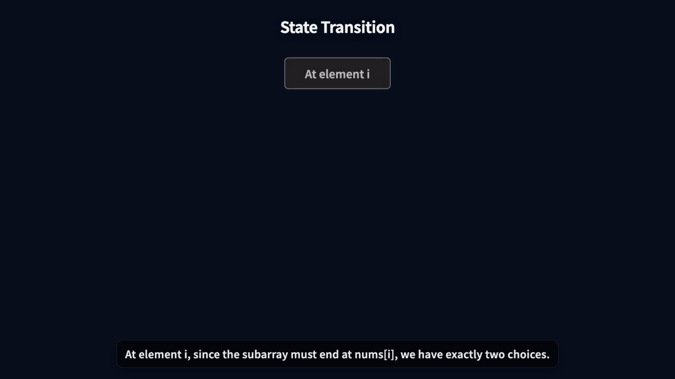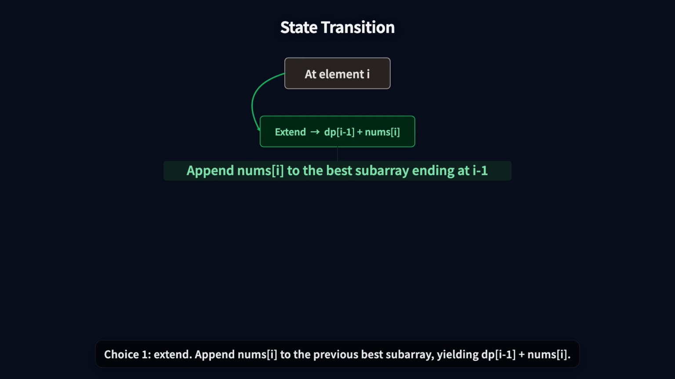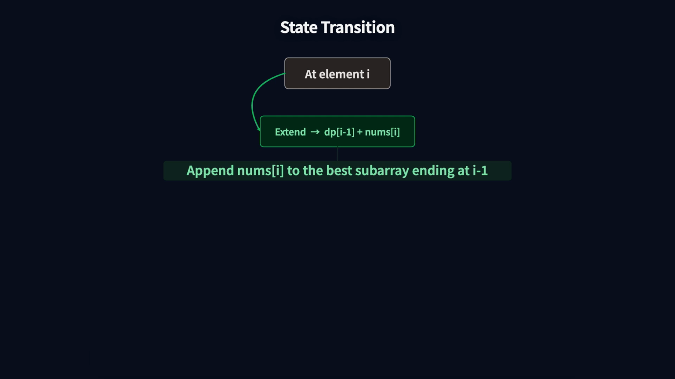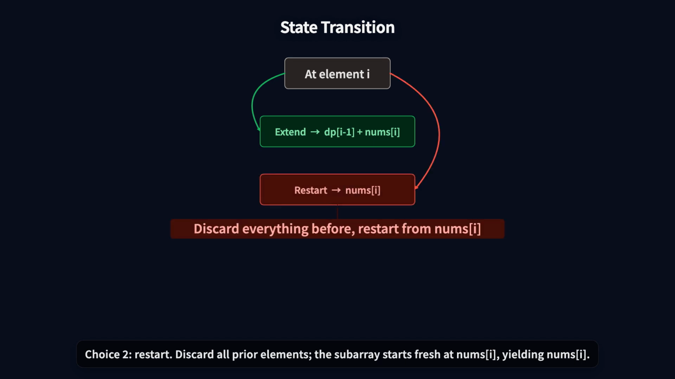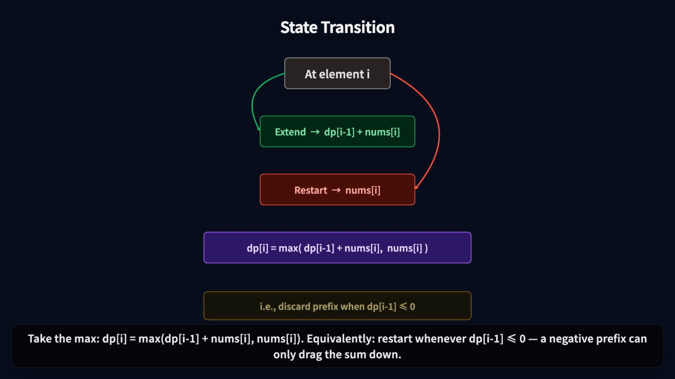At element i, since the subarray must end at nums[i], we have exactly two choices. Choice 1, extend: append nums[i] to the previous best subarray, yielding dp[i-1] plus nums[i]. Choice 2, restart: discard all prior elements. The subarray starts fresh at nums[i], yielding nums[i]. Take the max: dp[i] equals max(dp[i-1] + nums[i], nums[i]). Equivalently, restart whenever dp[i-1] is at most 0. A negative prefix can only drag the sum down.